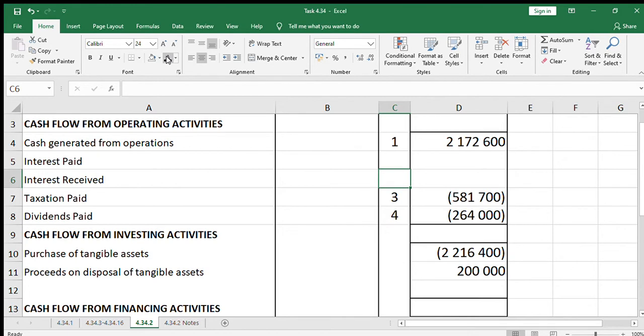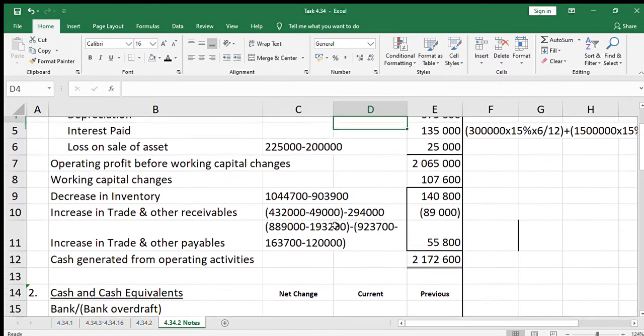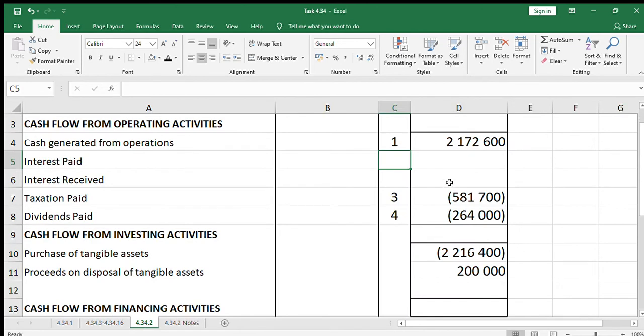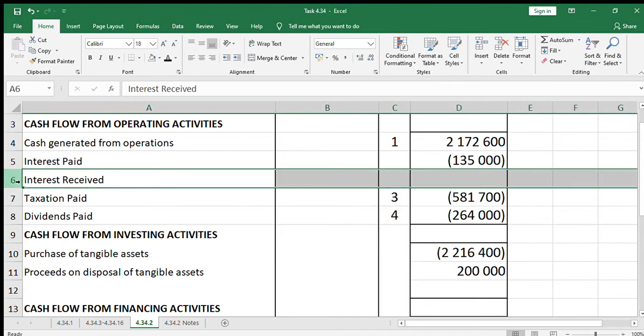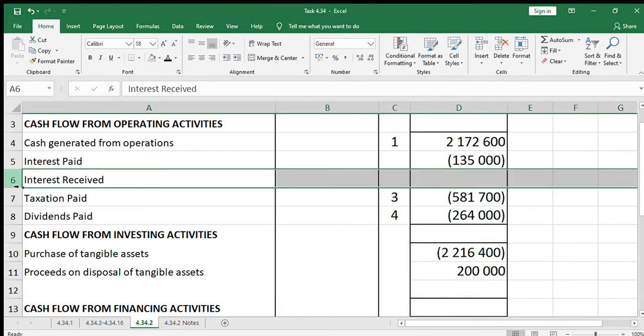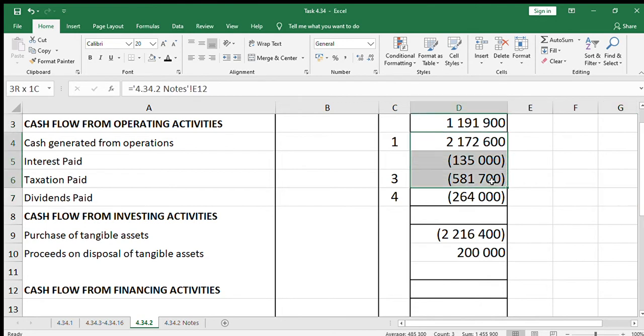Okay, let's go back to the top now. Interest paid, which we have calculated. Sorry, in note 1, I forgot to bring it through. Remember that when you calculate your interest amount in note 1, it can go to the cash flow statement in brackets. So 135,000 here, and on the cash flow statement, 135,000 in brackets. This question doesn't have interest received, so we don't have to worry about that. I'm just going to delete it. We can then work out our answer for the cash flow from operating activities.